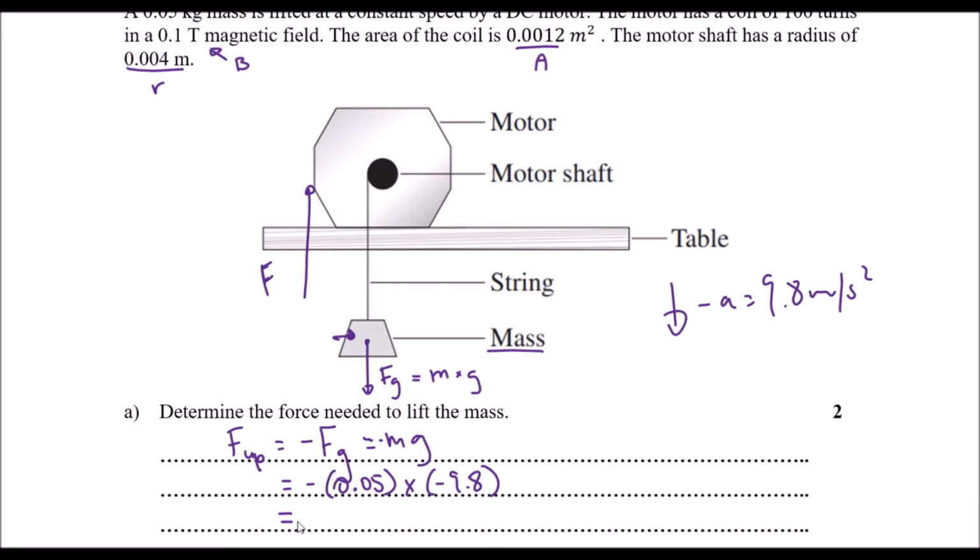Then the value we have for the force to pull the mass up, if I just put that into my calculator, is 0.49 newtons upwards. So we need at least a force of 0.49 newtons to pull the object up in order to get the mass pulling upwards as well. So that's that question done there.